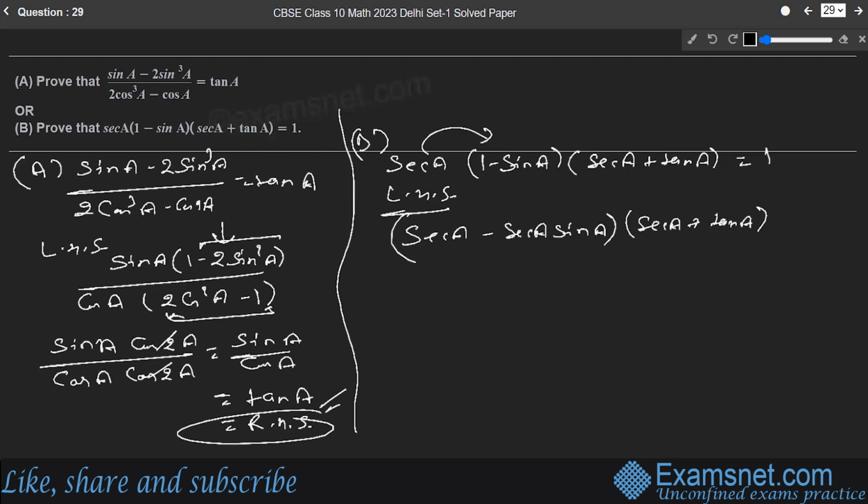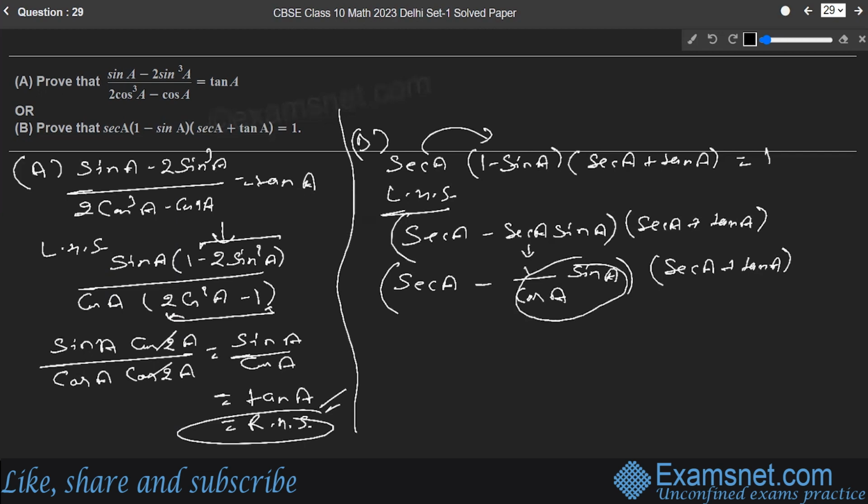Now, sec A minus sec A sine A. We can leave the first sec A as it is, and in place of the other sec A, we can write 1 upon cos A, because sec A is nothing but 1 upon cos A, the inverse of cos A. Sine A is as it is, and the later part of the bracket is also as it is, sec A plus tan A. Now sine A upon cos A is nothing but tan A. So in place of this, we can write sec A minus tan A, and in the other bracket, we have sec A plus tan A.